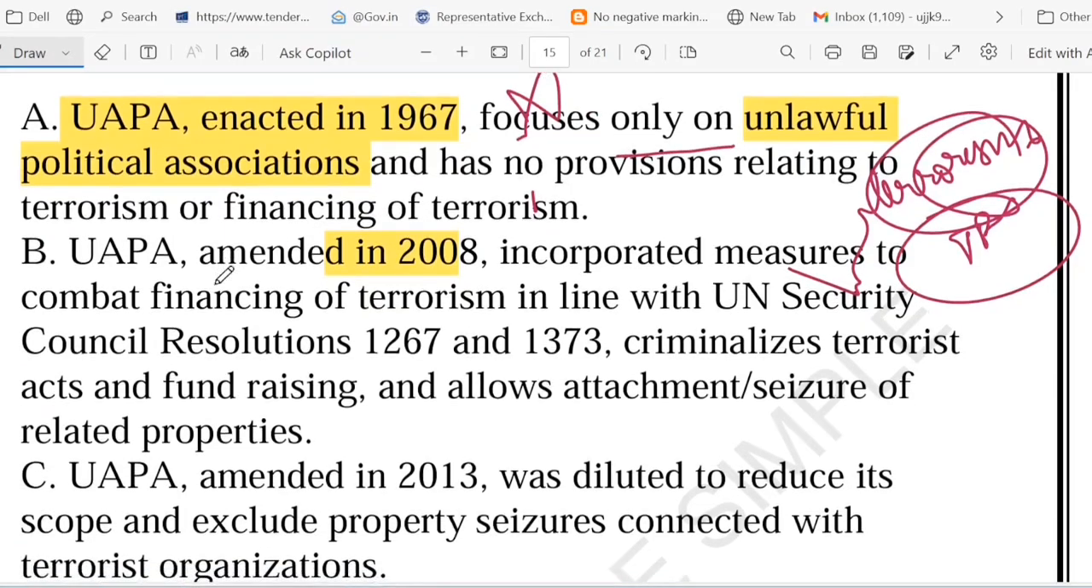What about option B? It says that it was amended in 2008, incorporating measures to combat financing of terrorism. Yes, this is the correct one. This is absolutely correct. For example, if someone raises funds in India to support a terrorist group abroad. Also, if a property like a house or land is linked to terrorism, the government can freeze or seize it.